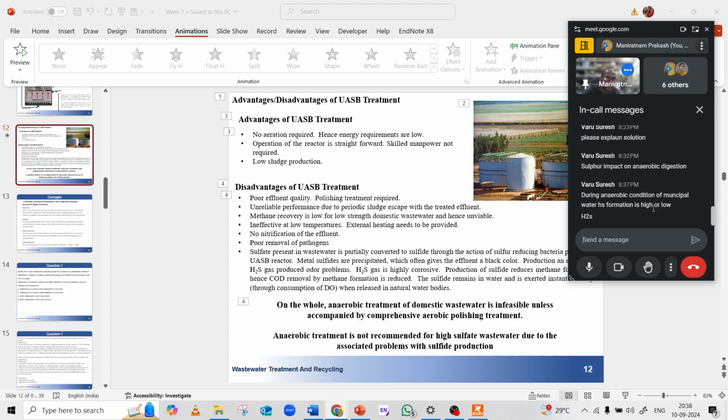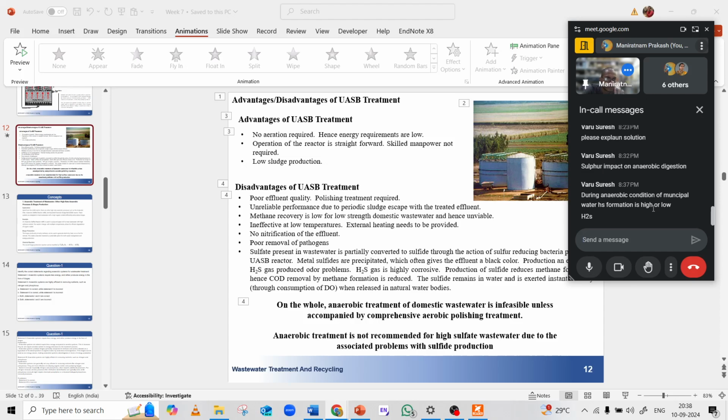But the first condition which arises is that our wastewater generally contains sulfate in very low amounts, so generally this problem is not seen. But I will give you one example where this problem is seen, that is in Kanpur.